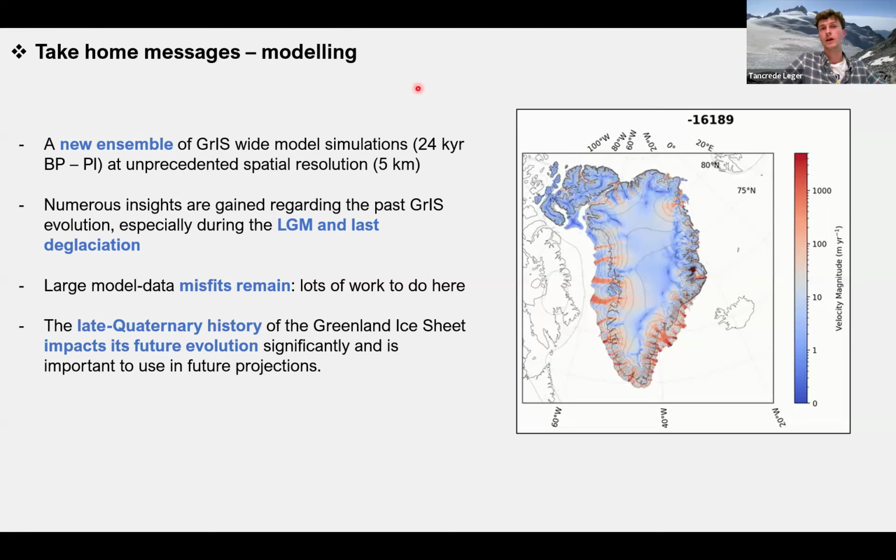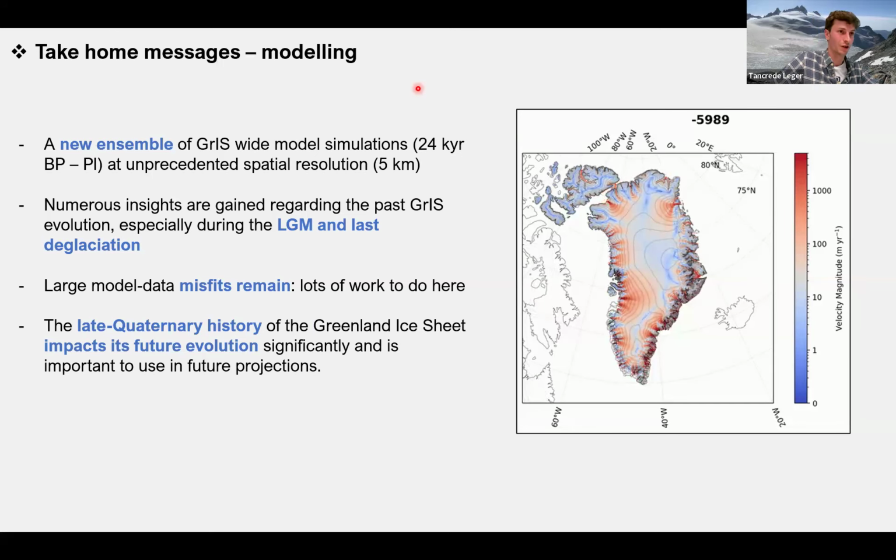Especially when it comes to the LGM and the last deglaciation, because during the Holocene, we have large model data misfits that prevent us from making too big conclusions. Speaking of those, we still have large model data misfits that remain. And of course, that means that we have a lot of work to do, which is good news. And I think there's lots of improvements to be done to this type of experiments.